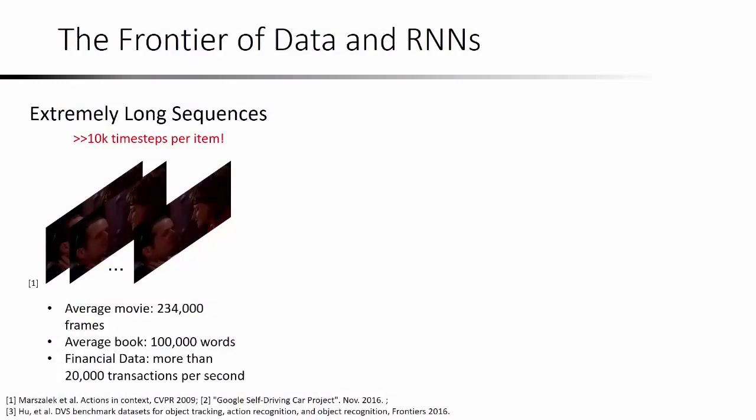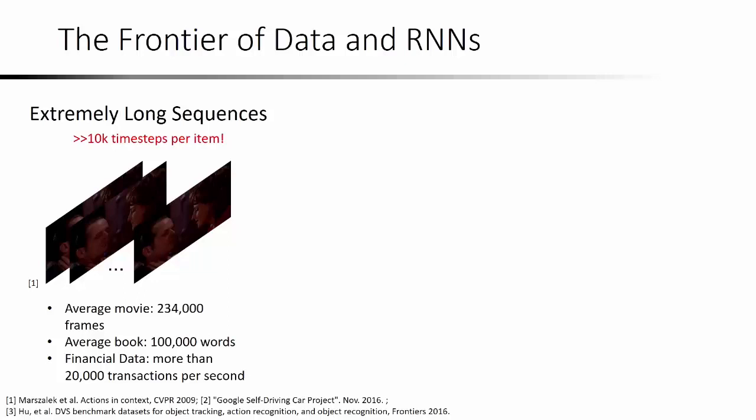So first, let's start off by motivating what I'm talking about here. I want to think about what the frontier of RNNs and data is right now. What are the problems that are very difficult for RNNs to solve? I'm going to highlight 3 of them. Here's the first one: extremely long sequences. If you think about your average movie, about 2 hours long, somewhere between 30 and 60 frames per second, it comes out to about 234,000 frames for a single movie.